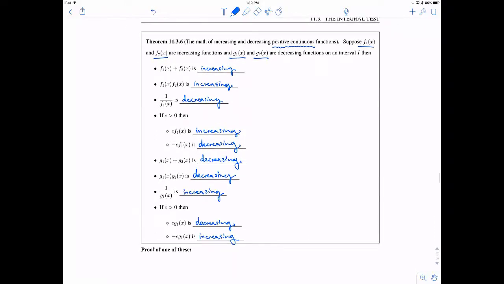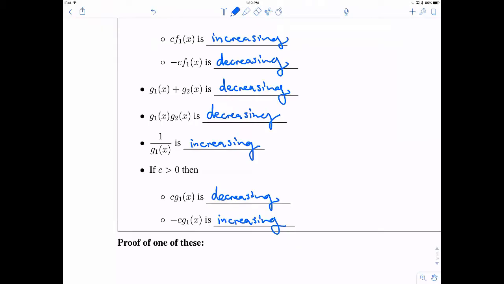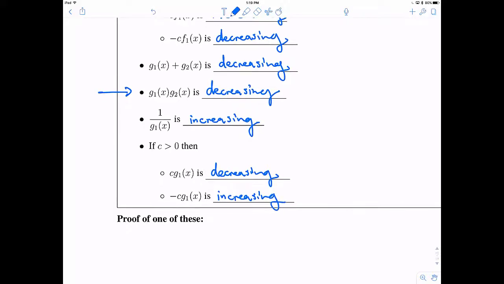So now I've left enough room that we'll prove one of these. It is a theorem. We can prove all of them if we wanted. But let's just go ahead and prove one of these. So we're going to show that the product of two decreasing functions is decreasing.